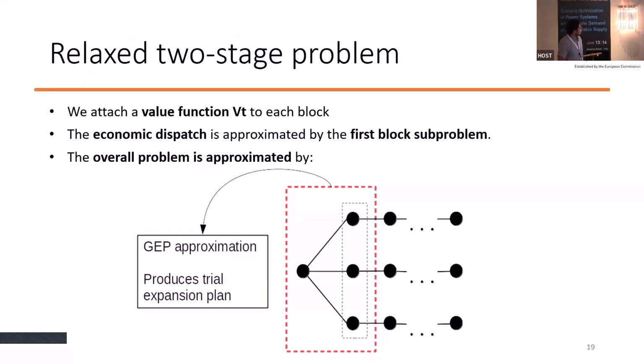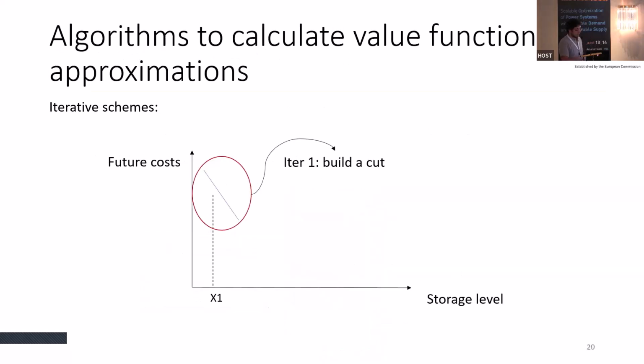So something that I haven't told you yet is that in order to make this work, we need to calculate a value function approximation, because this is something that we are not given at the beginning of the algorithm. So with these slides, I wanted to provide a broad idea of how the algorithms to calculate these value function approximations work. These are typically iterative schemes.